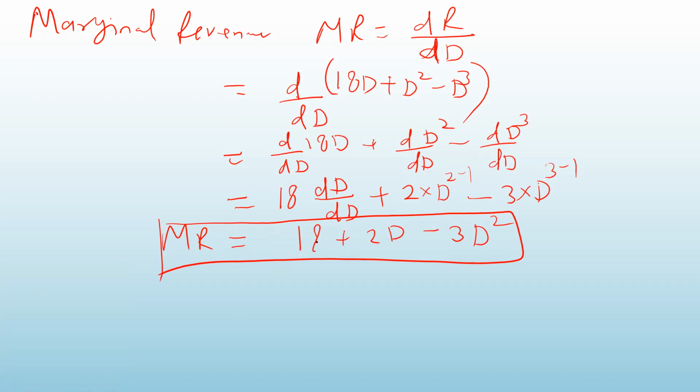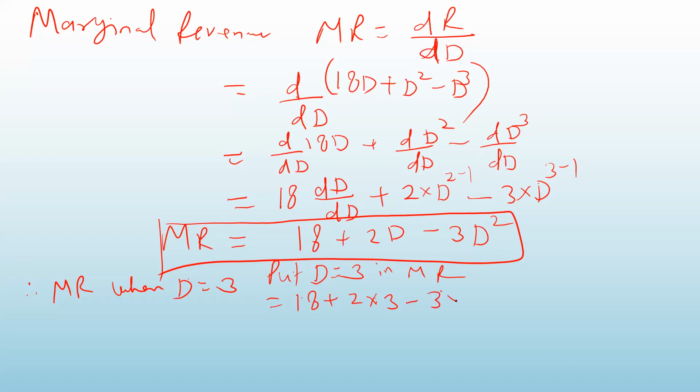So it is 18 plus 2d minus 3d square. Now we have to find out marginal revenue when d is 3. Wherever there is d, put d equal to 3 in the formula of marginal revenue. So that will give you 18 plus 2 into 3 minus 3 into 3 square. So that is 18 plus 2 into 3 is 6, and 3 square is 9, 9 into 3 is 27.